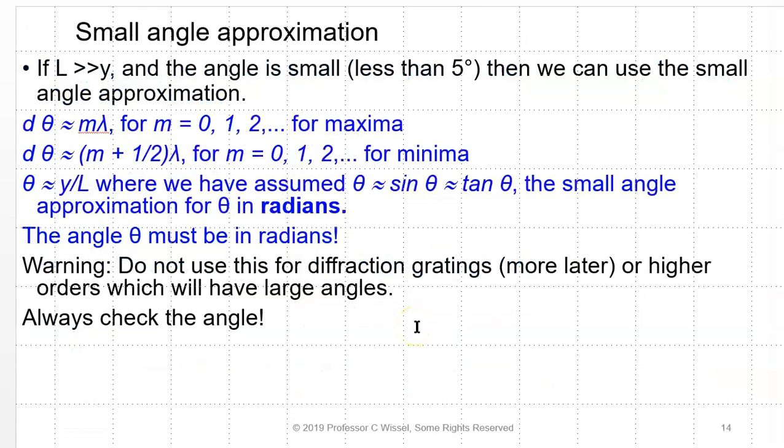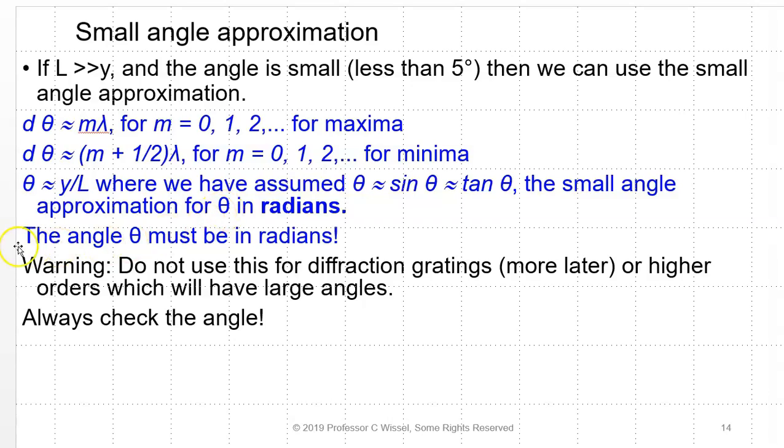Now, most of the time, L is much greater than y. Okay, you always put the screen pretty far away from where the slits are. So the angle will be small, less than 5 degrees. And if that's the case, unless you need something really accurate, you can use the small angle approximation. D theta then becomes approximately equal to m lambda for m equals 0, 1, 2. That's for the maxima. The minima are d theta approximately equals (m plus 1/2) lambda for m equals 0, 1, 2. And theta will approximately equal y over L. We have assumed that theta equals the sine of theta equals the tangent of theta, and the small angle formula is holding, and theta has to be in radians.